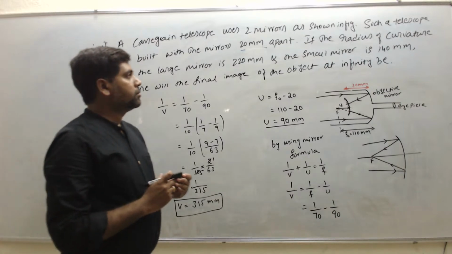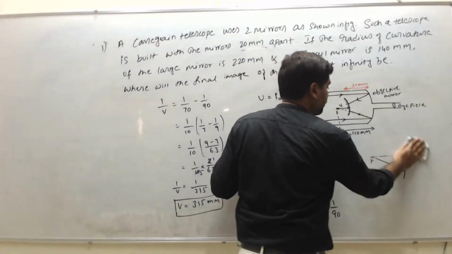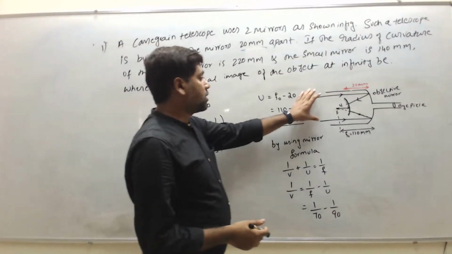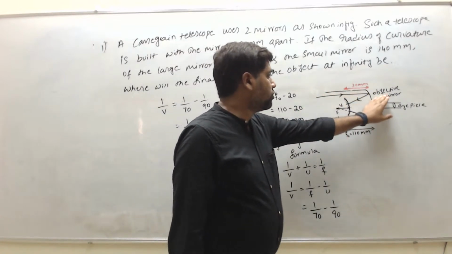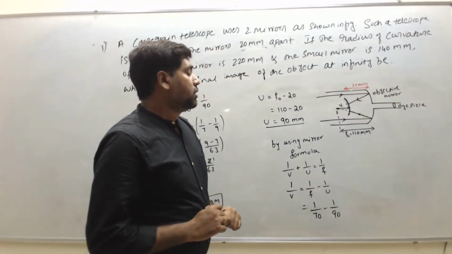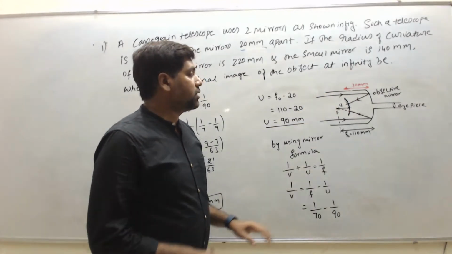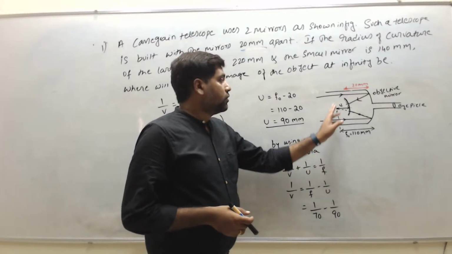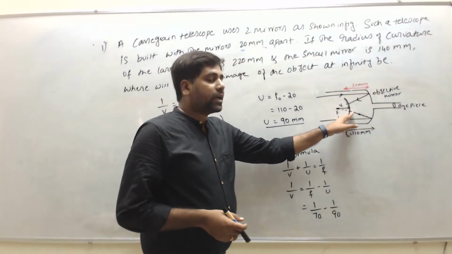Right? So here you have to understand, in the Cassegrain telescope, the rays which are coming from the object are parallel, and they fall onto the objective mirror. The rays which fall on the objective mirror are reflected and converge at a point. That point will be taken as the image of the object. So the image formed by the objective mirror acts as the virtual object for the second mirror.